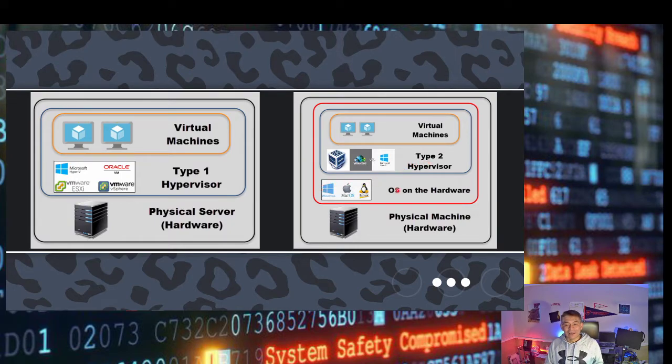This layer right here is the difference pretty much. So with the type 1 hypervisor, you are installing the type 1 hypervisor software directly on the physical hardware that is given to you in the form of a server. And with the type 2 hypervisor, what you're doing is you're installing the type 2 hypervisor software on top of the operating system that is running on the hardware that was given to you. It could be a desktop computer or a laptop, for example.